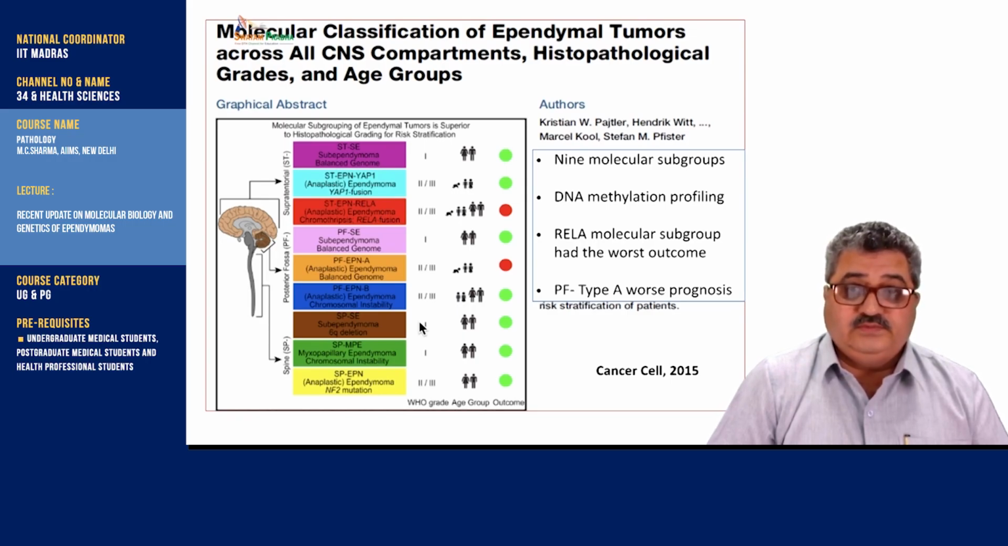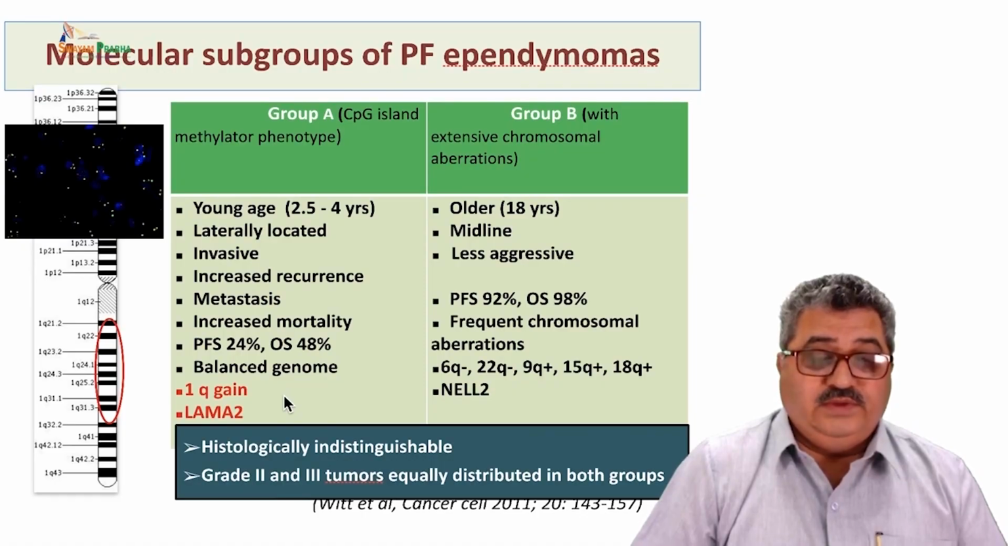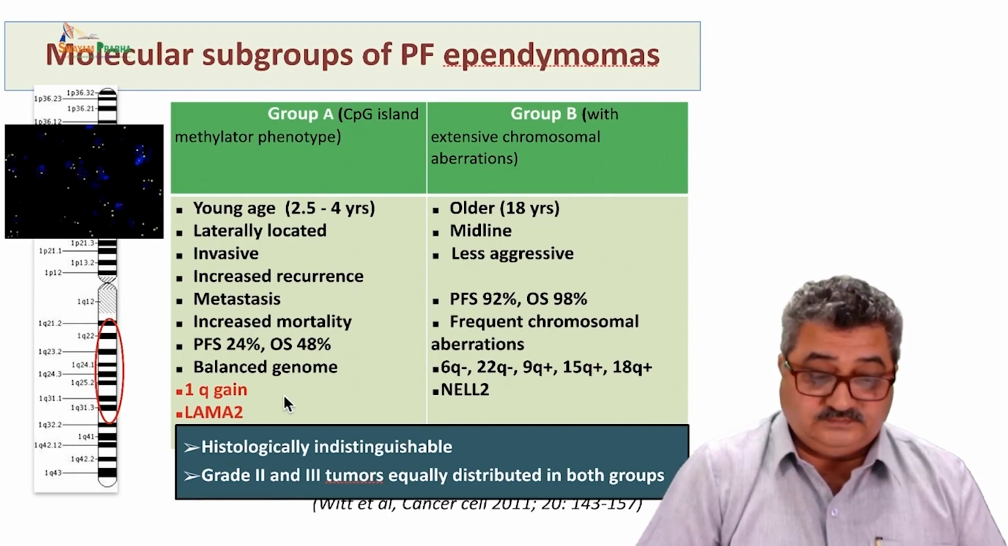Now coming to the posterior fossa tumors, earlier it was proposed that they are group A and group B. Group A occurs in the younger age, group B occurs in the older age. Group A are laterally located, more invasive, show metastasis, and very characteristic is 1q gain. Whereas group B are midline, less aggressive, and their prognosis is better.